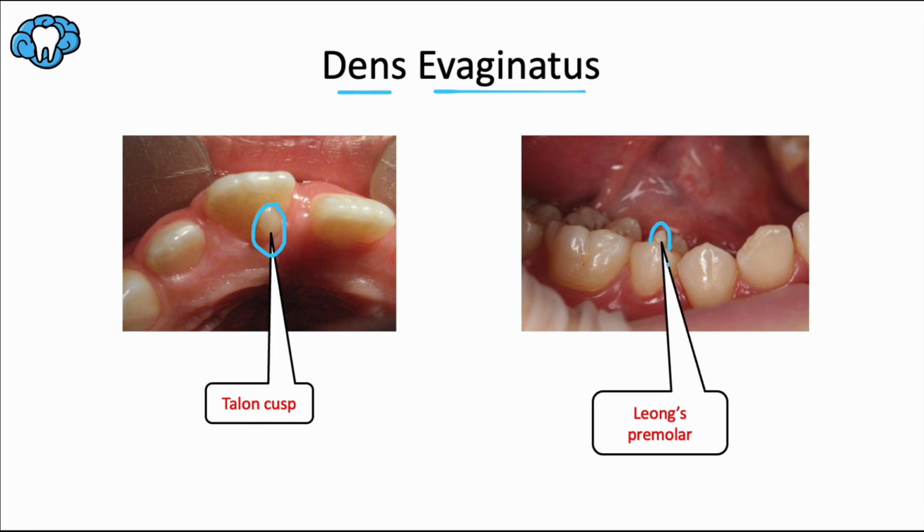Now, these are real cusps, so they have pulp horns following underneath. Therefore, be really careful with operative procedures. You can't just polish a dens evaginatus off because there is likely pulp tissue following the contour of that cusp underneath there.